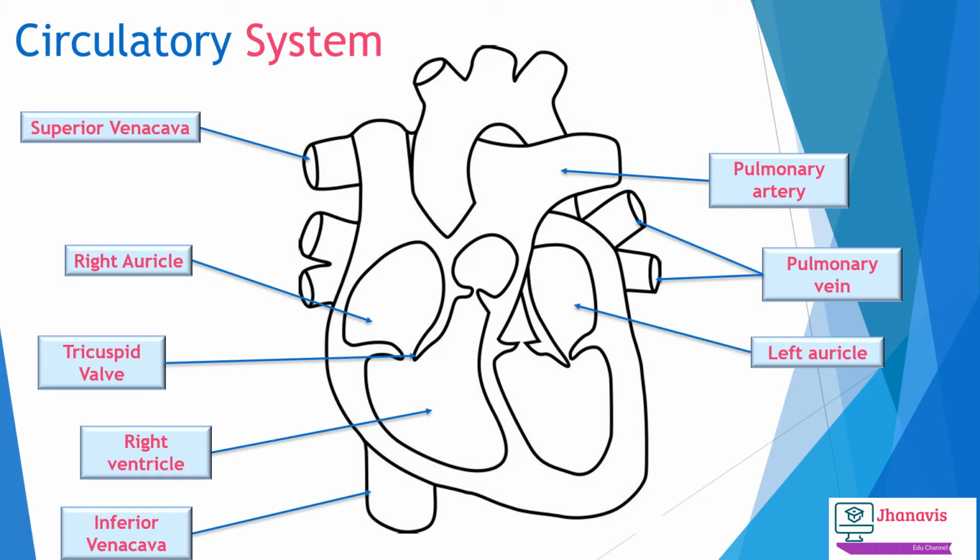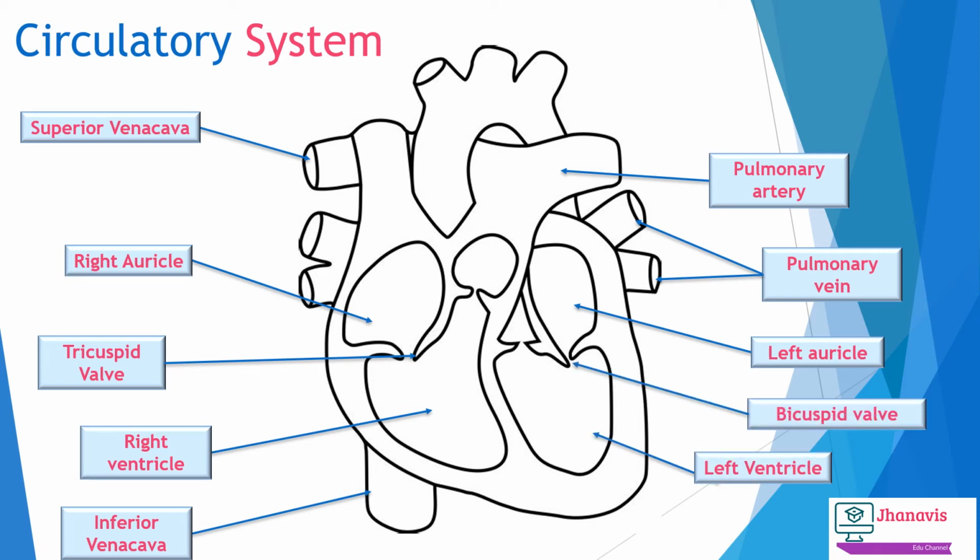From the left auricle, it is taken to the left ventricle, again with the help of the bicuspid valve. With the help of the bicuspid valve, the oxygenated blood is sent into the left ventricle. From the left ventricle, the oxygenated blood flows into the aorta. The main branch which carries the blood is the aorta. The oxygenated blood is carried with the help of the aorta.